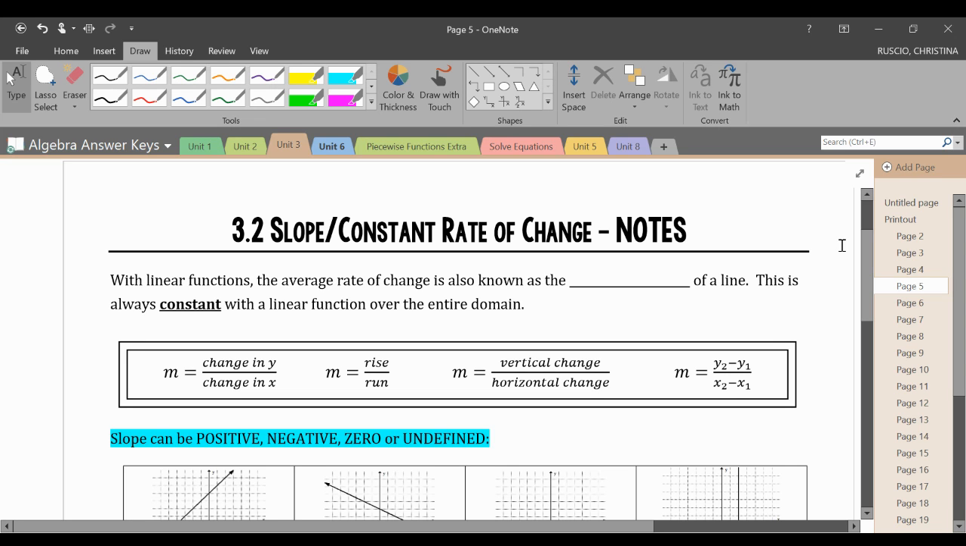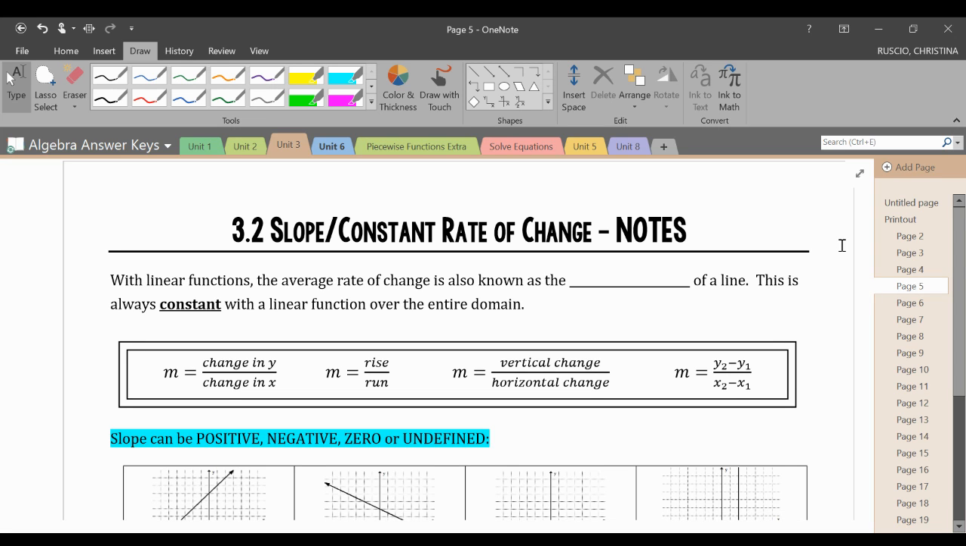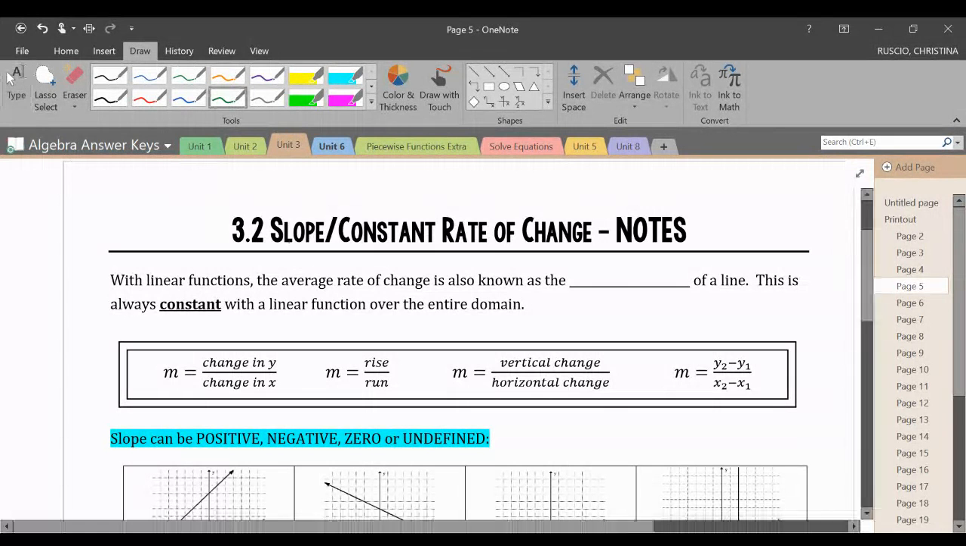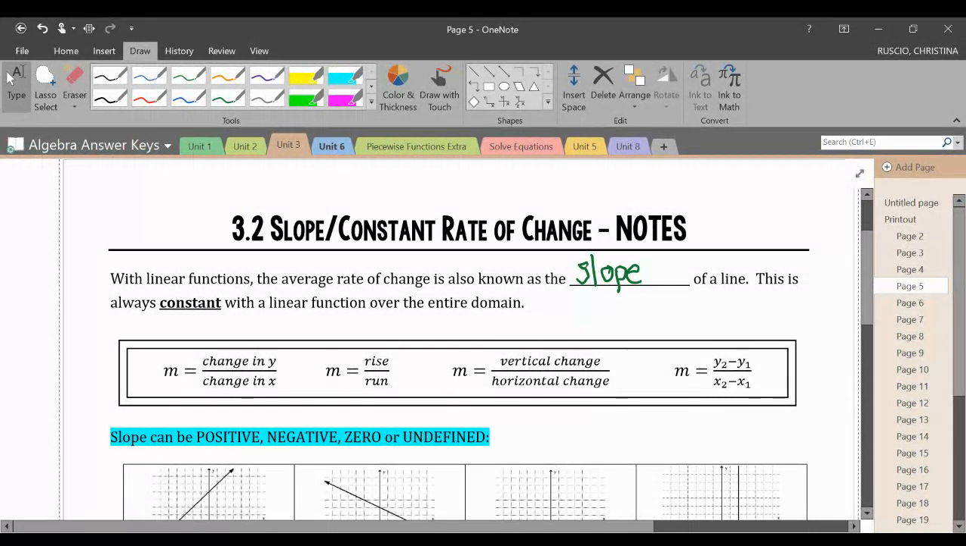You are watching the 3.2 video on slope, aka constant rate of change. So in the past, we've called this the average rate of change, but what we want you to recognize is that slope is always constant. So when we're dealing with linear functions, the average rate of change is also known as the slope of a line. So let's fill that in. And this is always constant with a linear function.